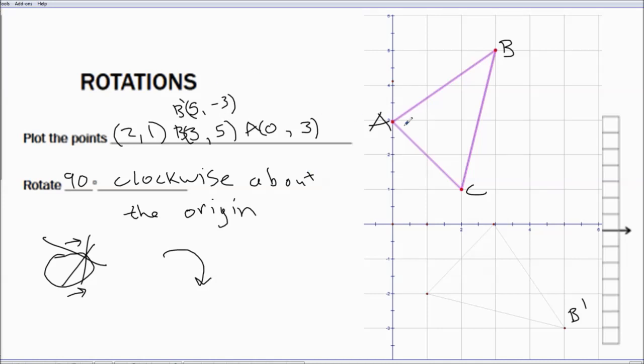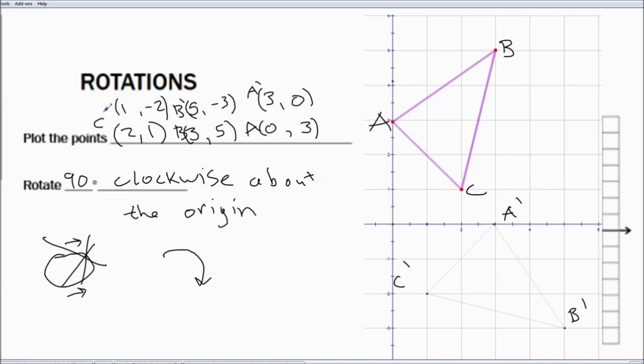Now let's determine where point A rotated to. The shape rotated down, so A prime lands right here. Let's figure out the coordinates. That's 3 to the right. Okay, so 3, 0. And that's A prime. And then what about C? C had the coordinates 2, comma 1. So there's C. Where's C prime? C prime came down to here. And so now we have the coordinates 1, negative 2.